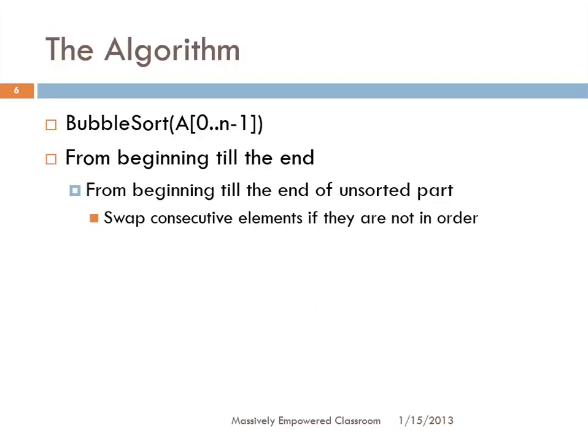In English, bubble sort takes an array A of n elements from 0 to n minus 1, and the bubble sort algorithm is rather simple. From beginning till the end, you do another inner loop where from beginning till the end of the unsorted part, swap consecutive elements if they are not in proper order. That is, if any two consecutive elements are in decreasing order, exchange them so that locally they are in increasing order. Keep doing this until all the elements are sorted.